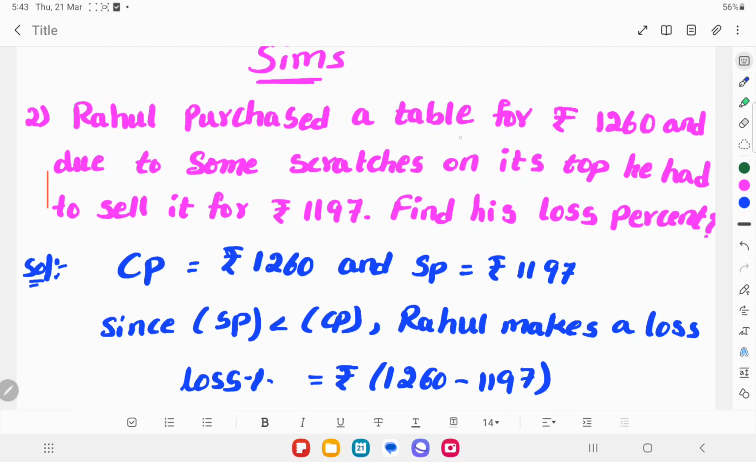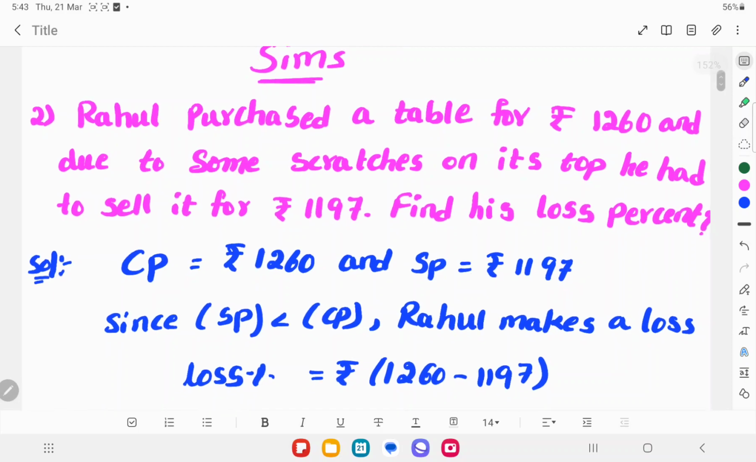Today's sum. Rahul purchased a table for 1260 rupees and due to some scratches on its top, he had to sell it for 1197. Find his loss percent.